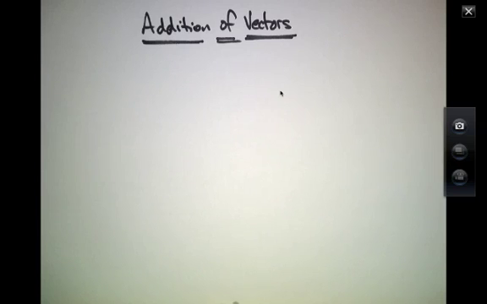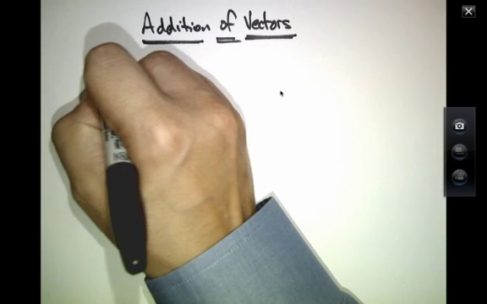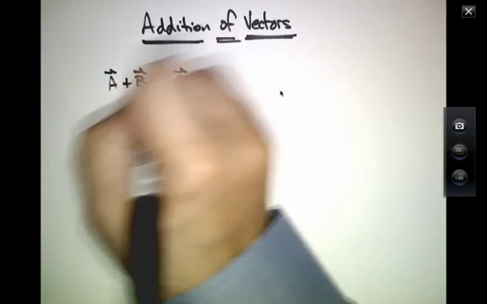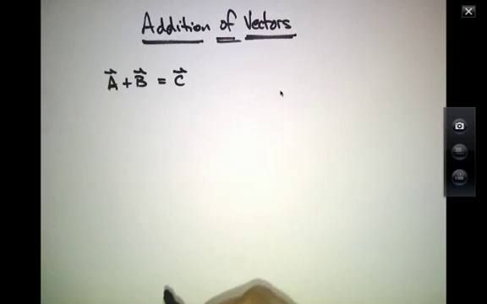We're going to now talk about the addition of two vectors and what it means to do the operation of A plus B and ask whether that equals a third vector C. Because vectors have both a magnitude and a direction, we'll think about this plus sign as having a somewhat different meaning than it just means in algebra class, where I take 5 pounds and add 2 pounds and get 7 pounds.